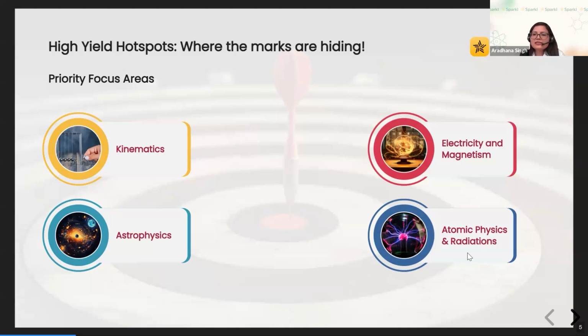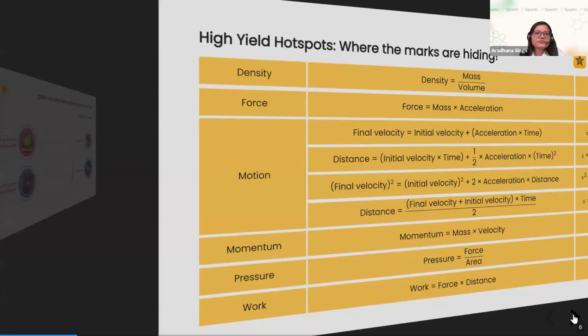Atomic physics and radiation. Here, the equation based questions may trouble you sometimes, but again, you need to understand how to balance the equations, how to balance atomic number from left hand side and right hand side, and how to balance the mass number from left and right hand side. Then it will be easy. Okay. Any doubts so far? Okay, let's move ahead.